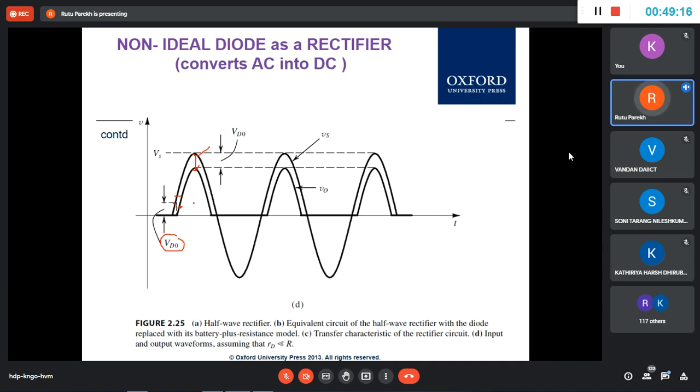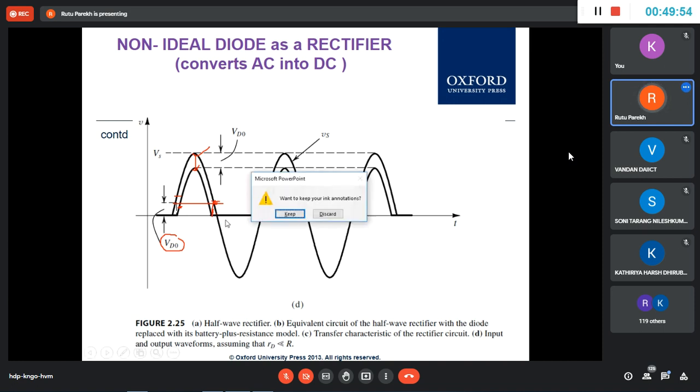Once here also it reaches VD0, at this point it is 0. This is a straight line, this is VD0, so it is a little up. Then it will be 0. After VD0, the current is 0.